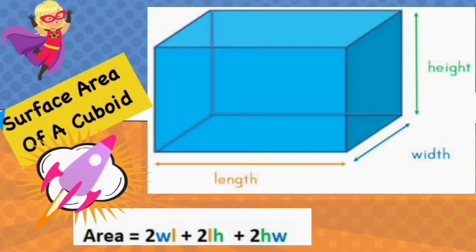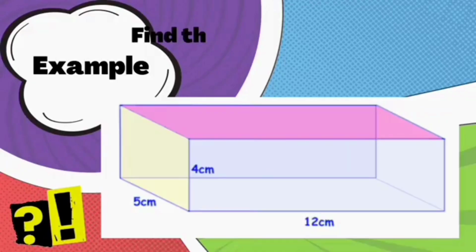Firstly, let us consider the cuboid, which is a three-dimensional shape having a length, a width or breadth, and a height. The total surface area of a cuboid is 2 width times length plus 2 length times height plus 2 height times width. Let's see our first example.